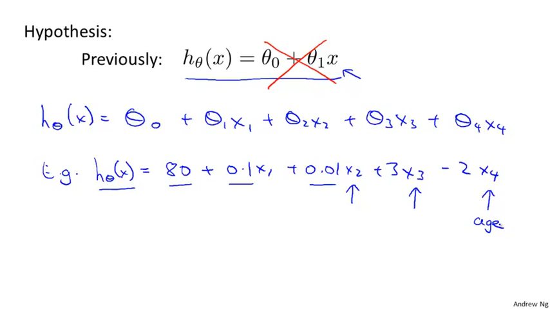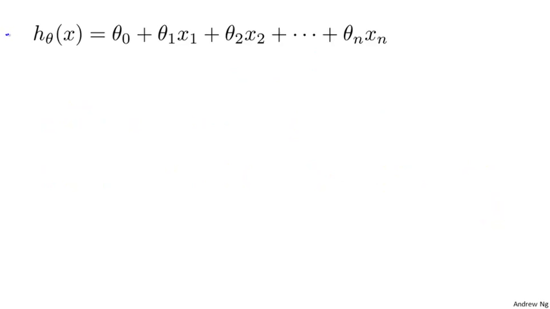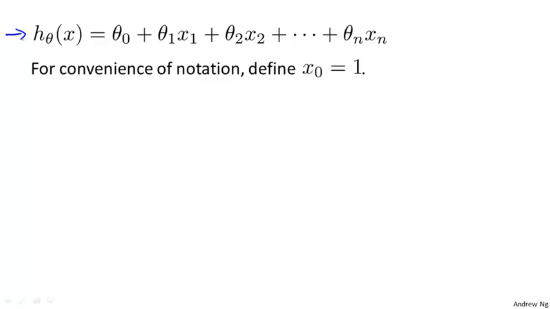Here's the form of our hypothesis rewritten on the slide, and what I'm going to do is introduce a little bit of notation to simplify this equation. For convenience of notation, let me define x subscript 0 to be equal to 1. Concretely, this means that for every example I have a feature vector x superscript i, and x superscript i subscript 0 is going to be equal to 1.